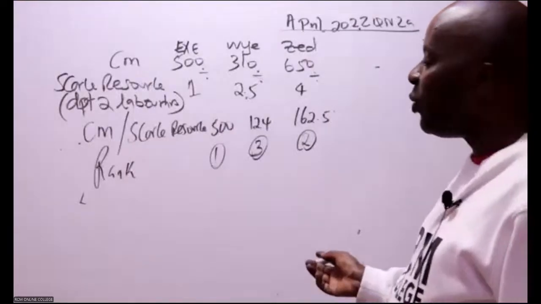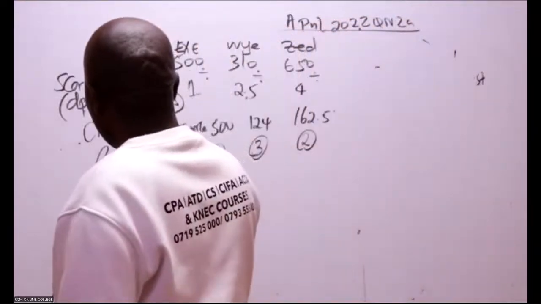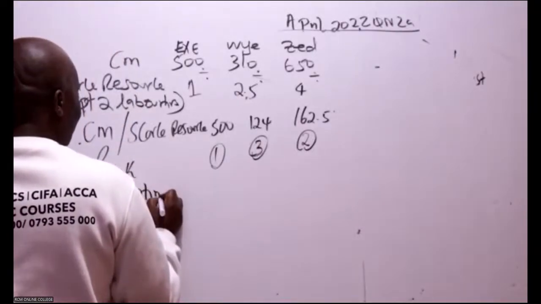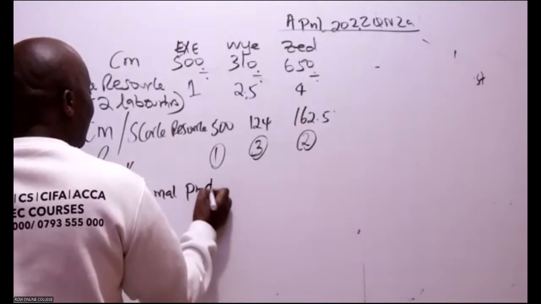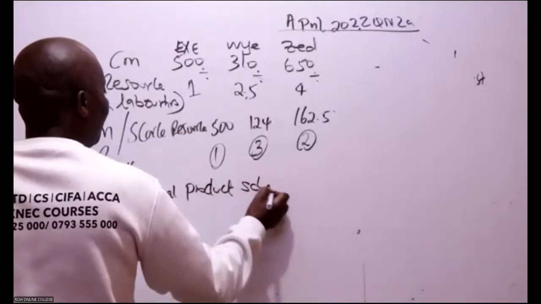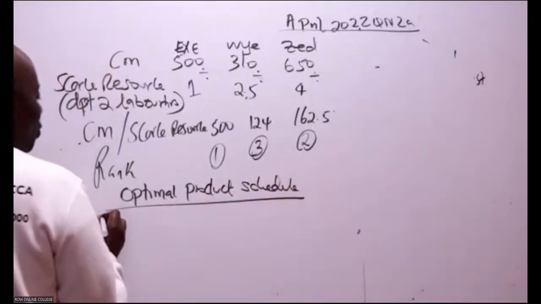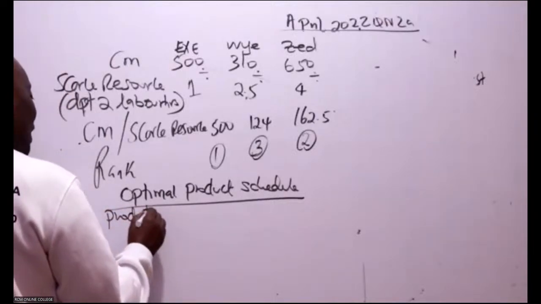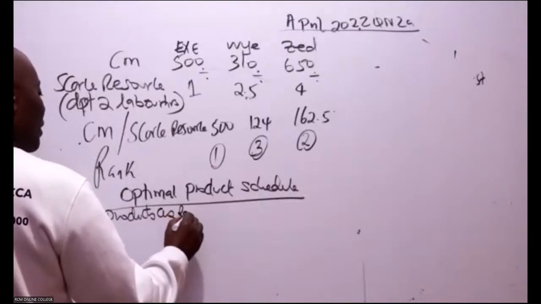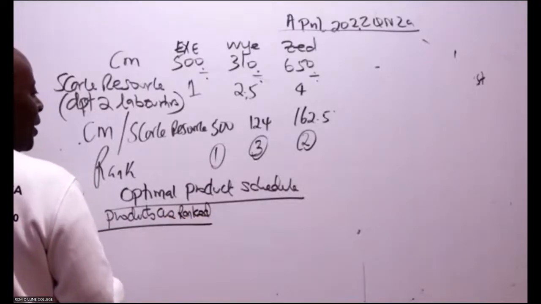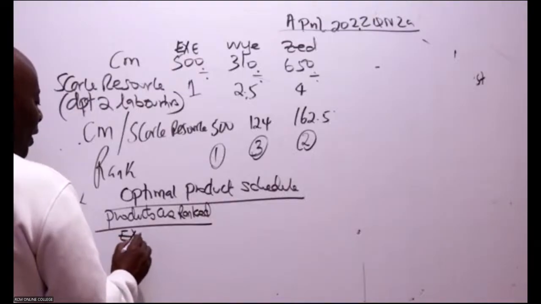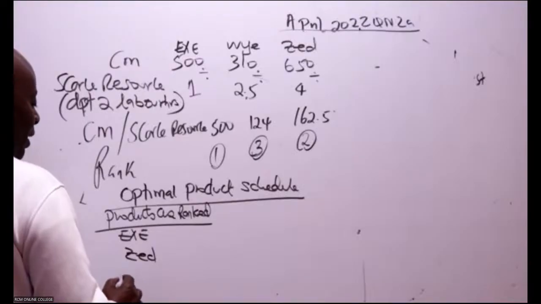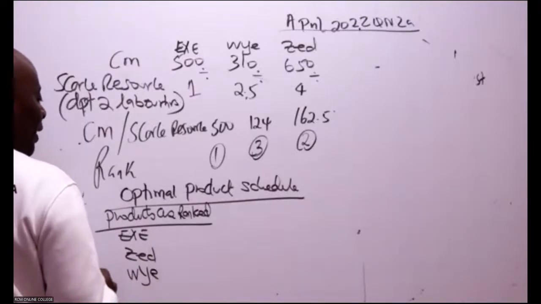So from there, you give us the optimal product schedule. That is the last step. For the optimal product schedule, you give us products as ranked. So we have X is number 1, Z is number 2, and lastly, Y is number 3.